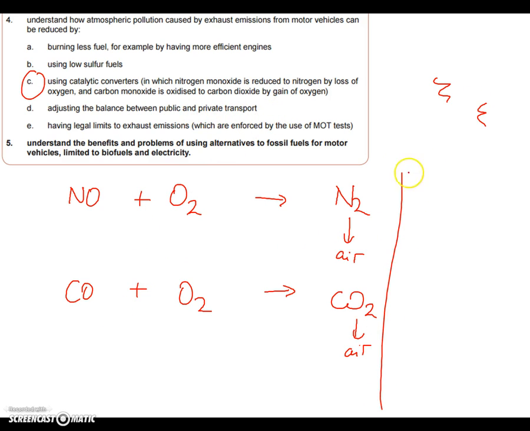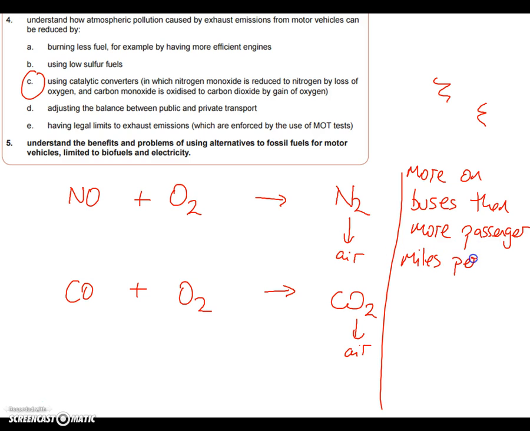Adjusting the balance between public and private transport. Obviously, if we've got more people on buses, then more passenger miles per litre of fuel burnt. Obviously buses are bigger, so they require more fuel to travel per mile, but if you can get 20-30 people on that bus and it only uses 2 or 3 times the amount of fuel, then you're making a saving of 10 to 15 times in terms of the number of miles people travel.